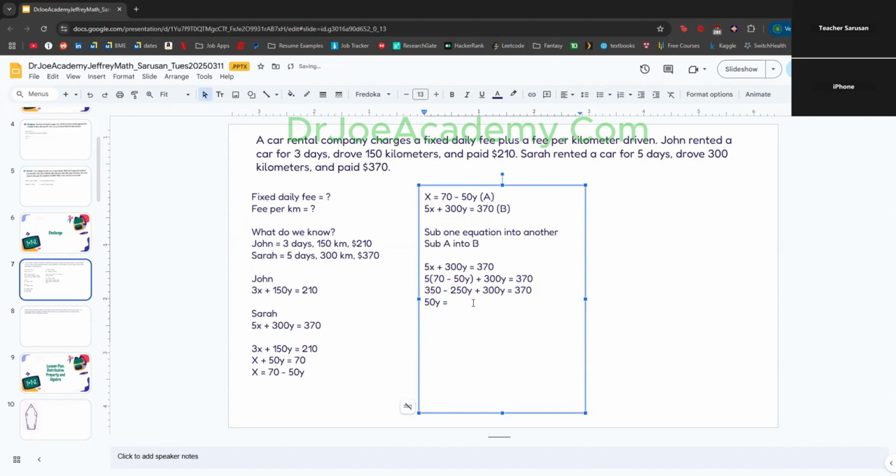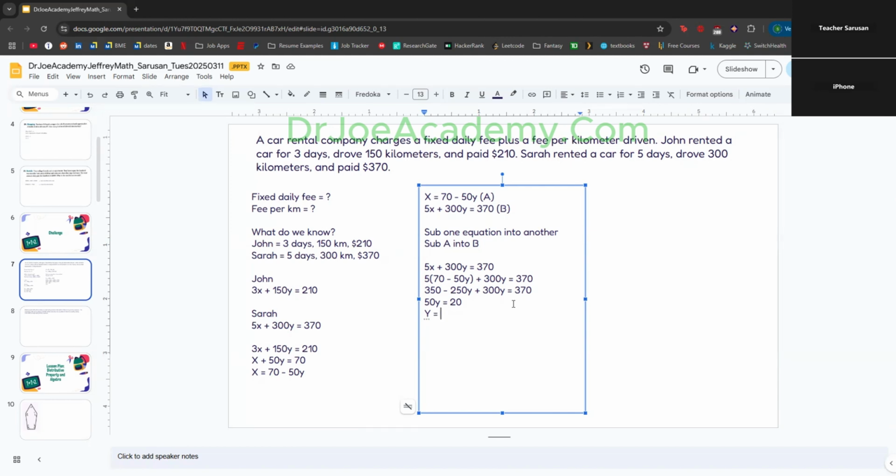And what about the other side? What about the 350? Yeah, that 350, we can move it over. 370 plus 350? Not quite, it's not going to be plus. We're going to change the sign, right? So it's going to be 370 minus 350, so 20. Yep, perfect. So this should be pretty simple. We got 50y equals 20.